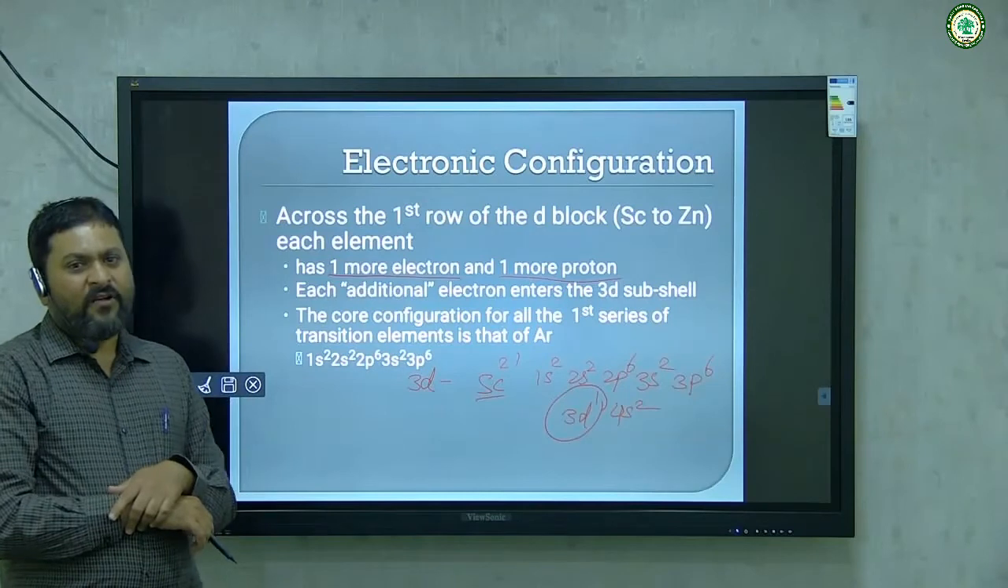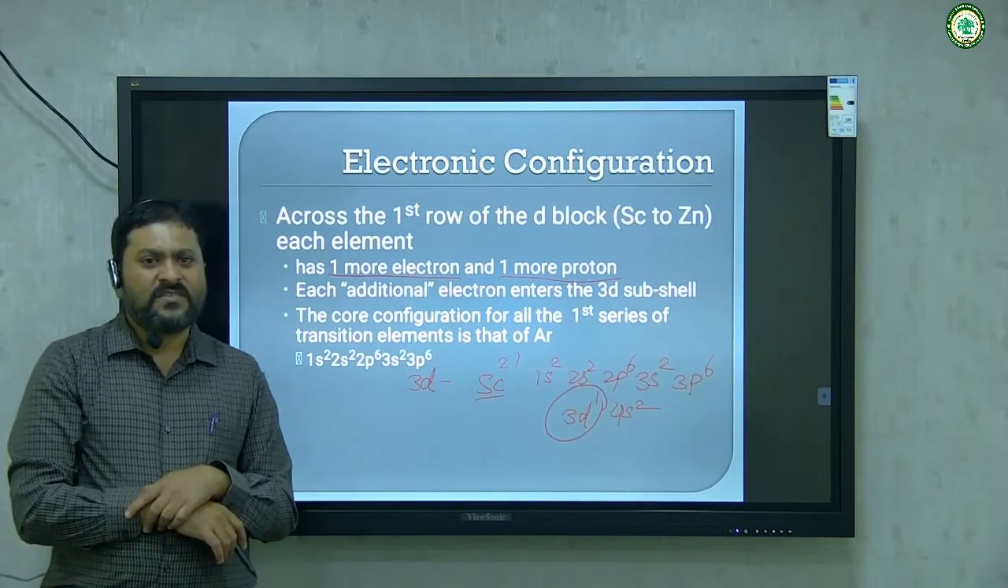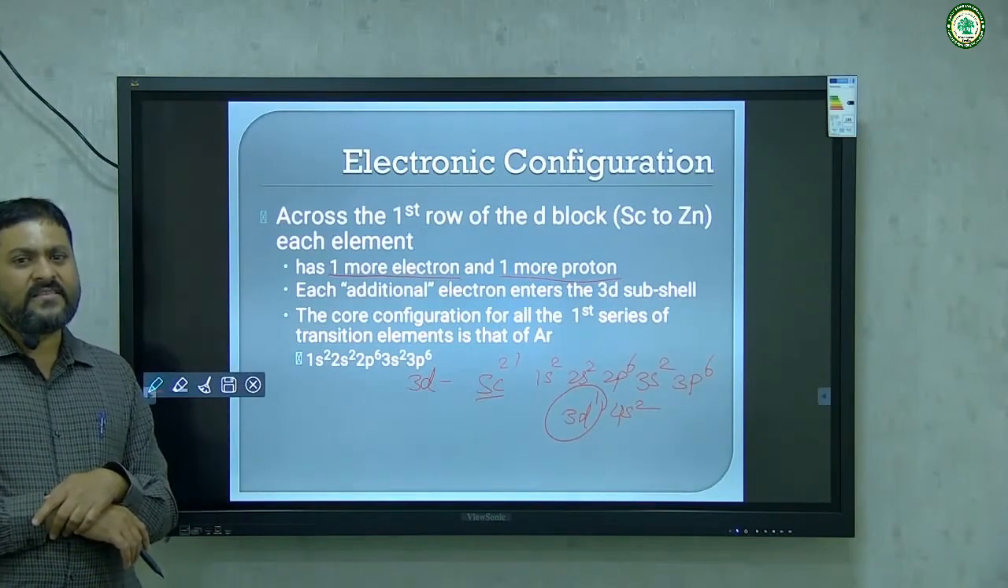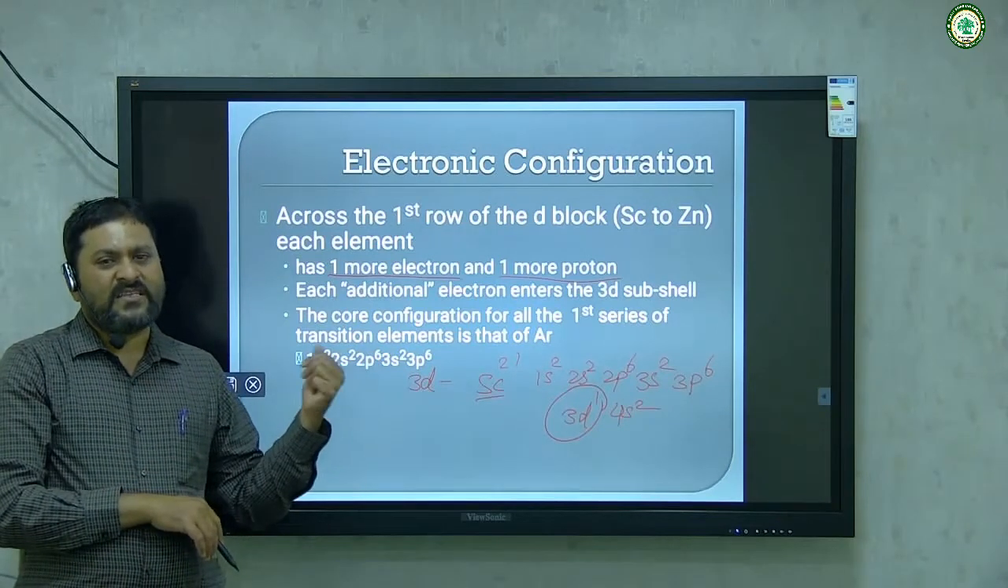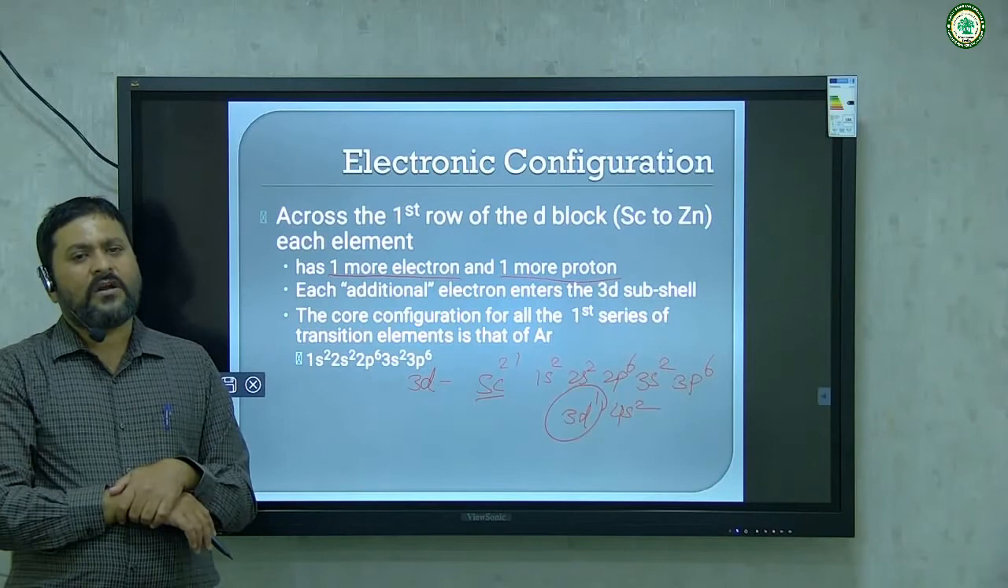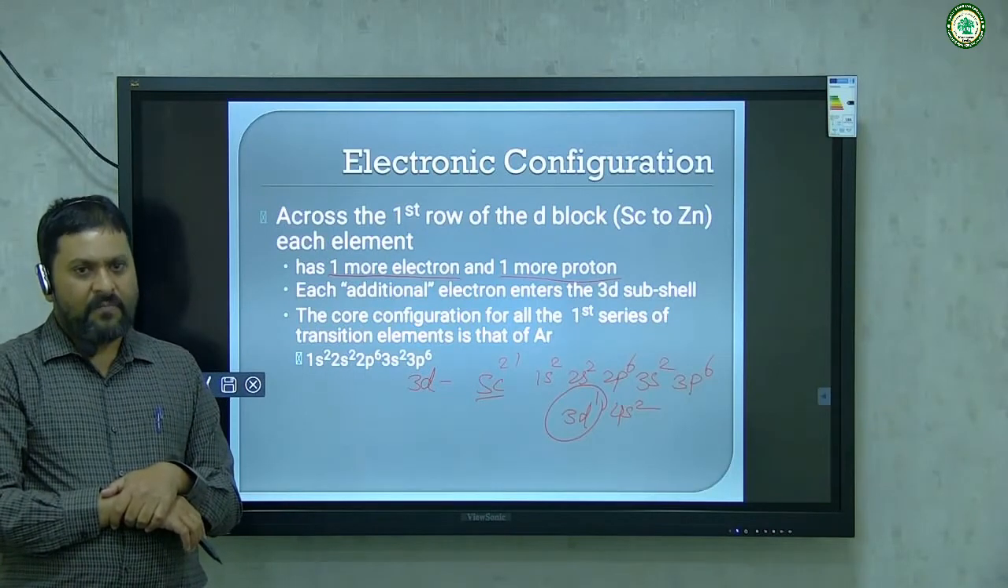The core electronic configuration for all the first series of transition elements is that of argon, and we know that for writing the electronic configuration there are two methods, that is the core electronic configuration and the general electronic configuration.